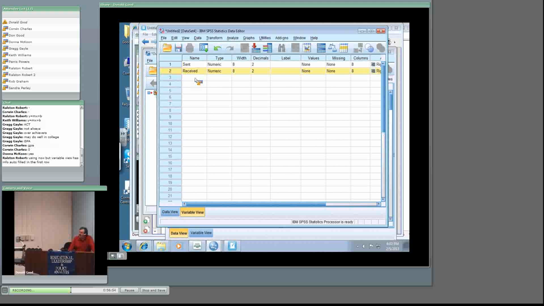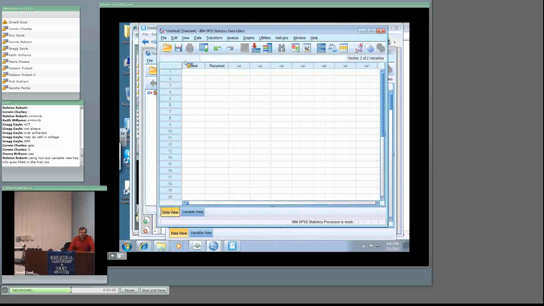Now what's going to happen when I click on Data View, those variables are going to become column headings. Voila, there they are, column headings. So person number one, you can see the one beside that. If you resort these, it won't be the same person in the rows necessarily, but it doesn't matter to me right now. Person number one happens to be Doris. She sent 13 cards, and she received 14 cards.